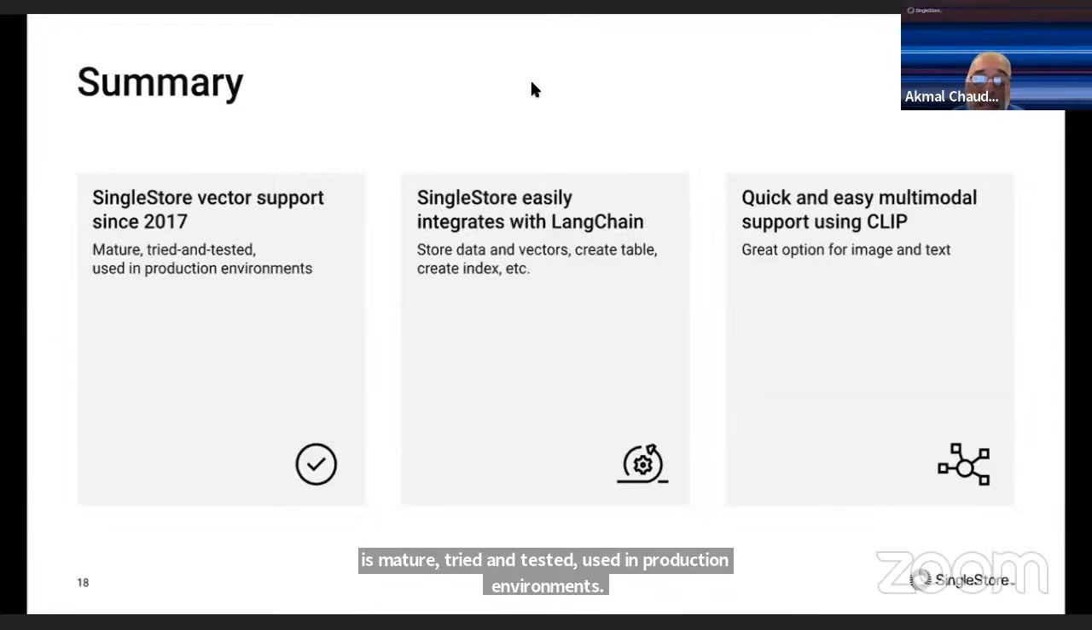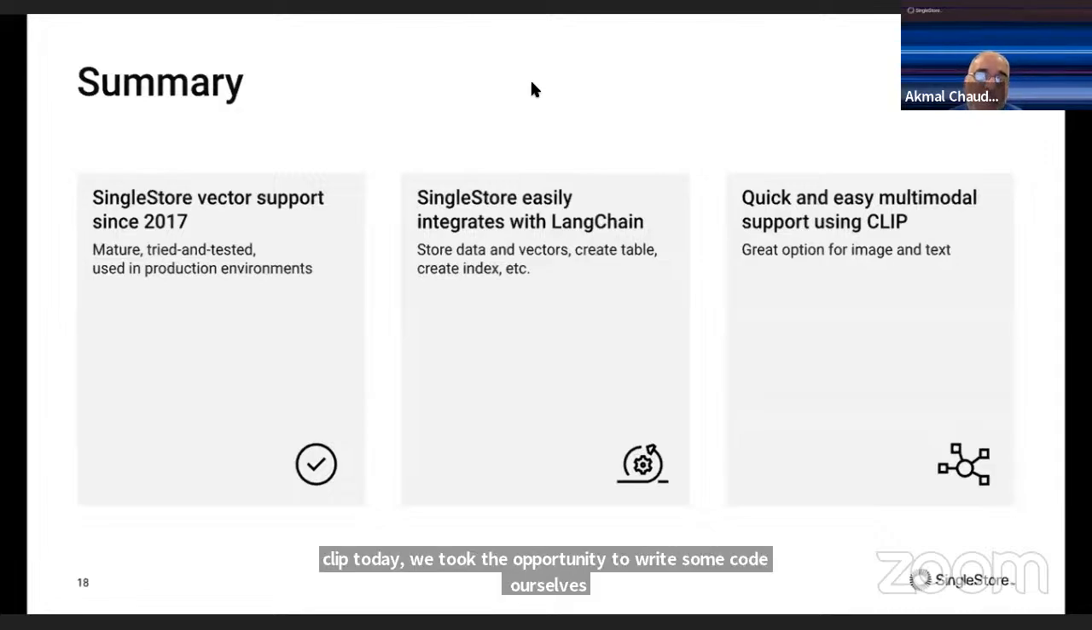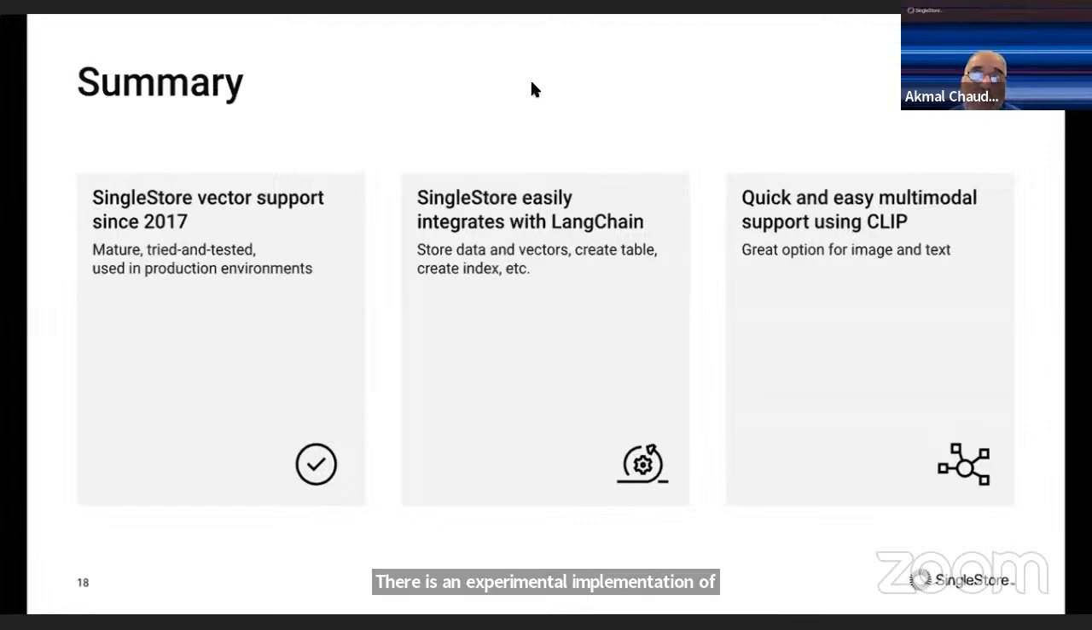SingleStore integrates with LangChain very, very easily. With CLIP, today we took the opportunity to write some code ourselves. There is an experimental implementation of this for SingleStore, which is documented on the LangChain website, but I didn't want to use that. I wanted to actually go through the process of writing this myself, simply to see how easy it was. And I was surprised at the steps required. It's very, very straightforward.